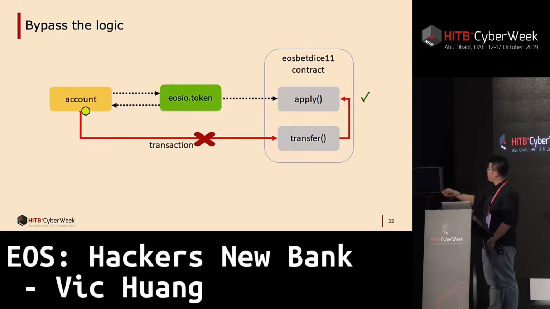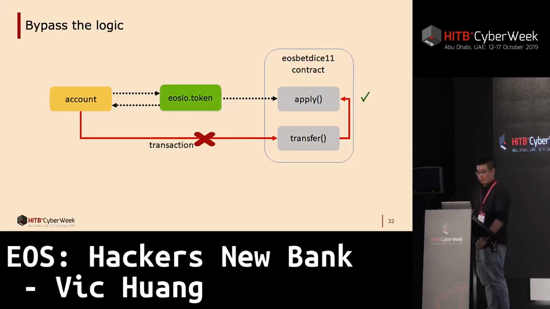Actually, the first kind of attack is that a hacker's account can directly use the push action to call the transfer function in the smart contract. So he used the money inside this game contract and transferred it to the apply, using its own money as bet money. So the hackers don't have to spend even some EOS, and he can play the bet game.